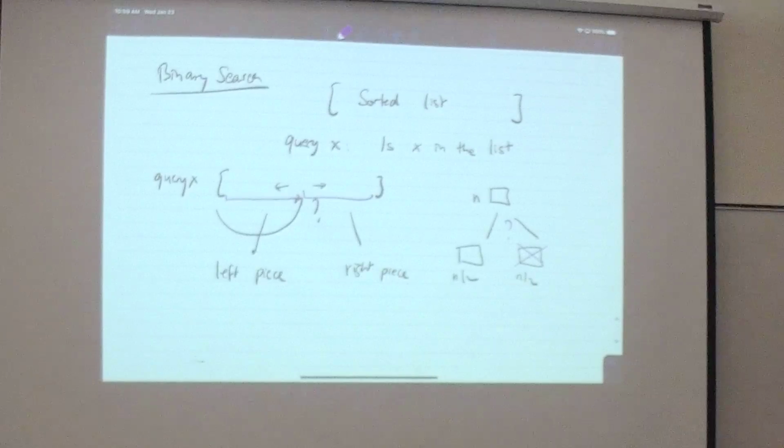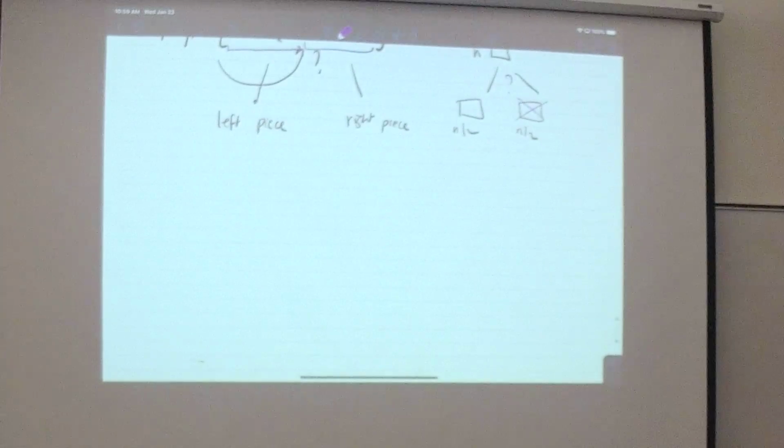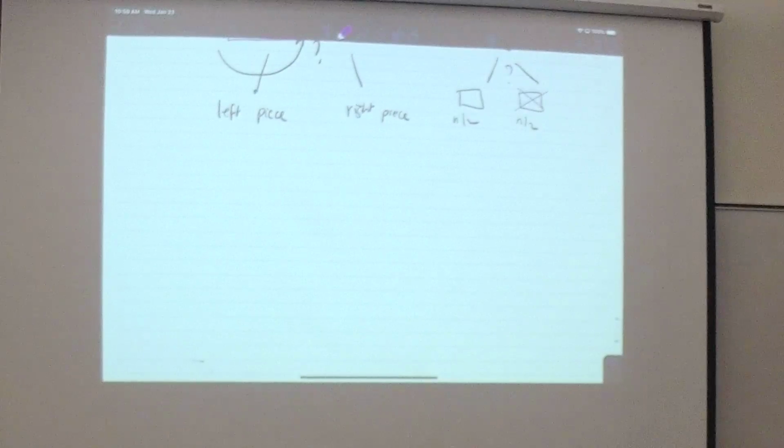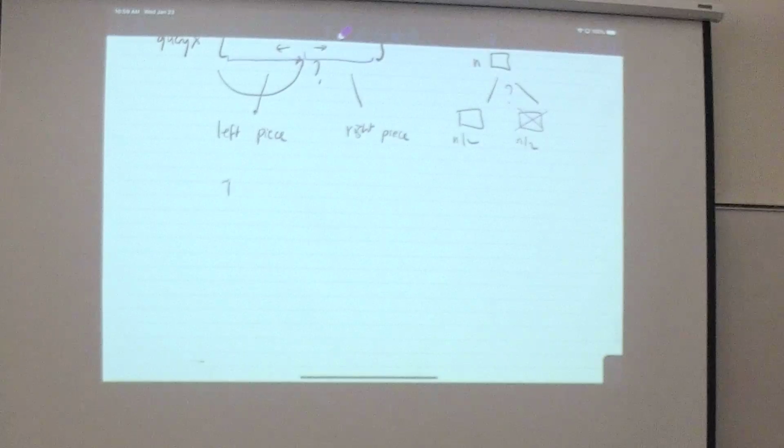And if you then say, well, okay, that's all well and good, what does a recurrence look like in that case? Well, then we can say that the time taken to search a list of size n is some constant amount of work to do that first check with the middle element. So we'll say it's this constant amount of work, plus the time it takes to search a list of size n over 2.